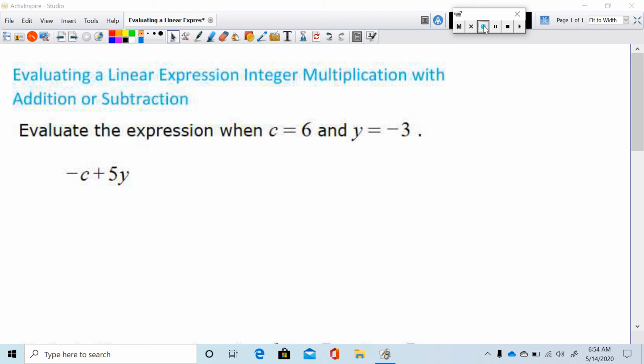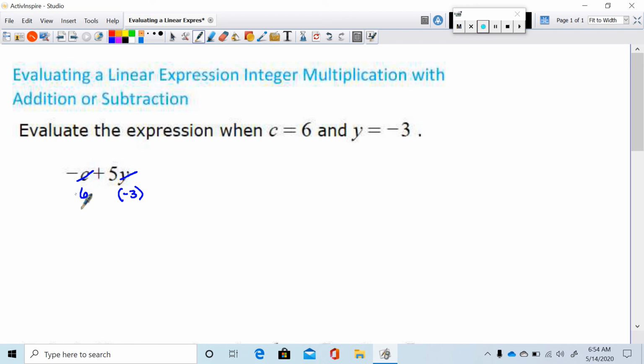To evaluate expressions with different variables, they're always going to tell you the value of the variables when they're asking you to evaluate. So C is 6. So I'm going to go to this expression and I'm going to cross out C and put a 6. And Y is negative 3. Anytime you have a number stuck to a letter, whatever you're substituting needs to go in parentheses like this.